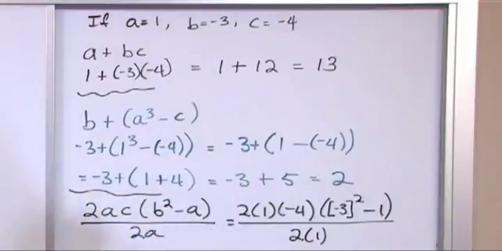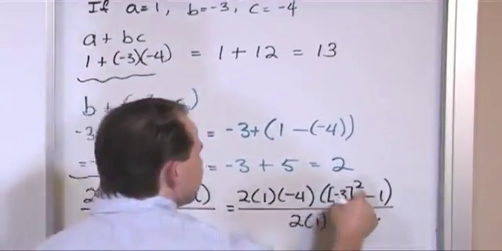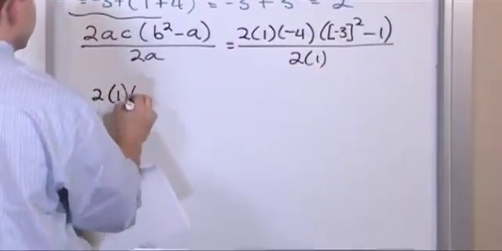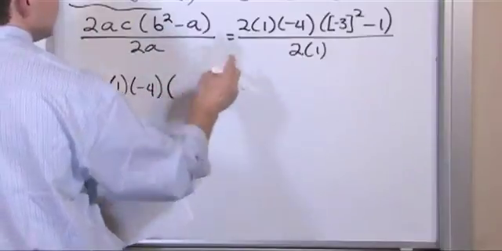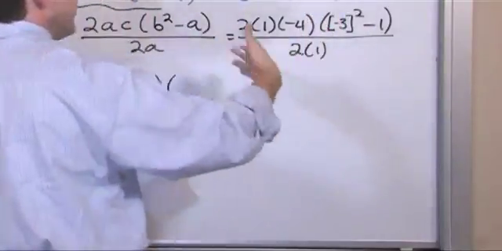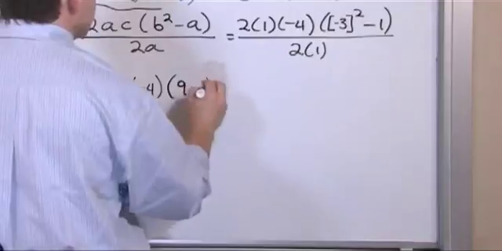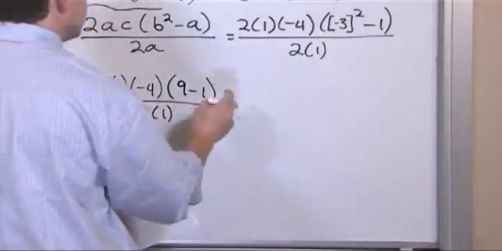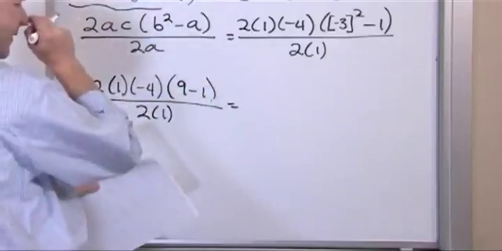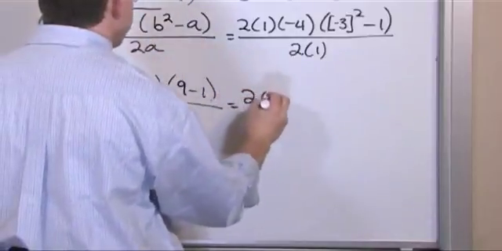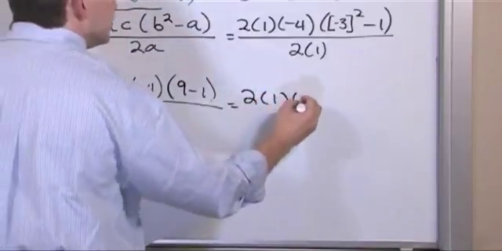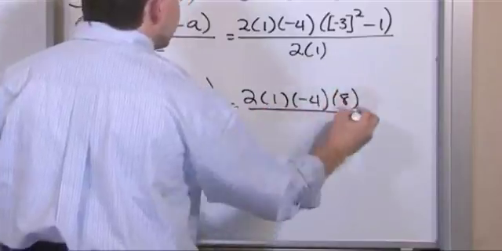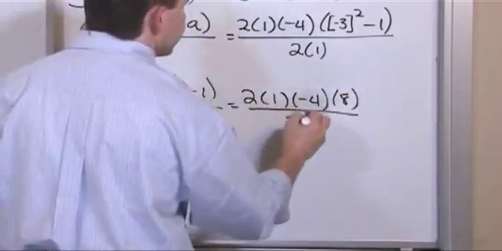Work on the parentheses first. Inside these parentheses, you have this guy squared, so we're going to do that first. So 2 times 1 times negative 4 times negative 3 squared. Negative 3 times negative 3 is positive 9. And you still have the minus 1 in there, divided by 2 times 1. We're still working inside this parentheses. 9 minus 1 is 8, so we'll have 2 times 1 times negative 4 times 8, divided by 2 times 1.